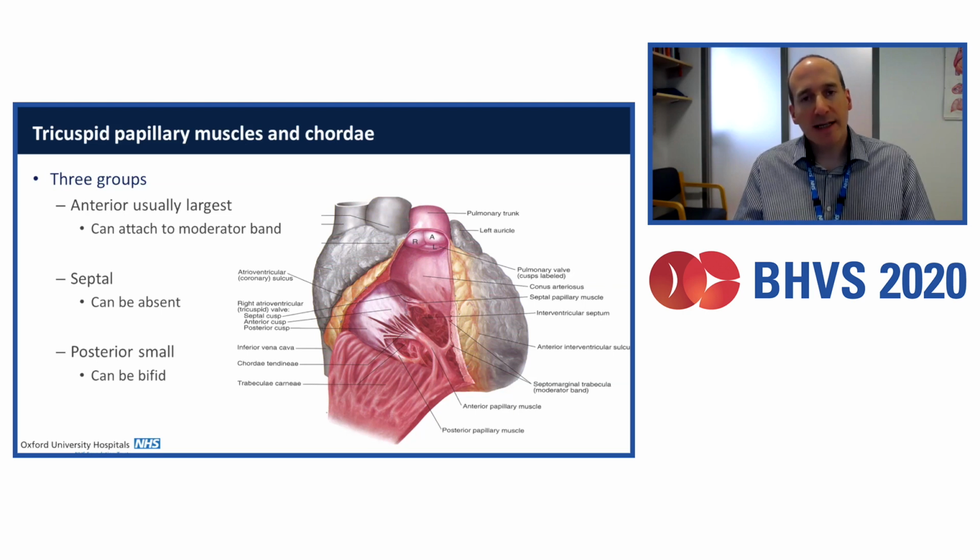So the one you're likely to see on an echo is the anterior one. And if you can see it inserting into the moderator band, that's a good way to define it. The chordal attachments, again, are highly variable, and most papillary muscles will provide chordae to at least 2, if not all 3 of the leaflets of the tricuspid valve.